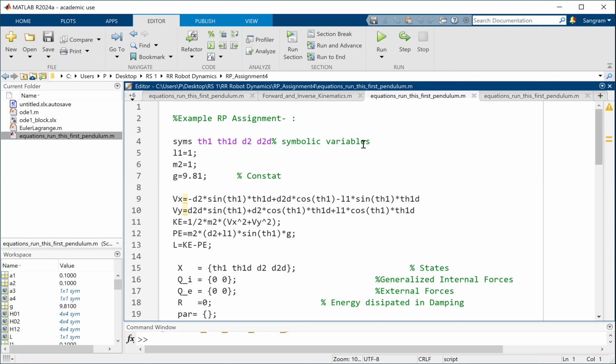Then I have L1. I'm just saying L1 is equal to 1 to begin with. M1 is 1, G is equal to 9.81. These are all the constants.